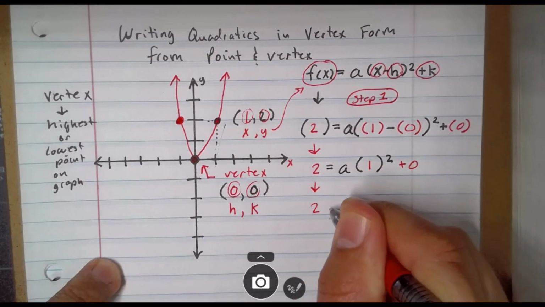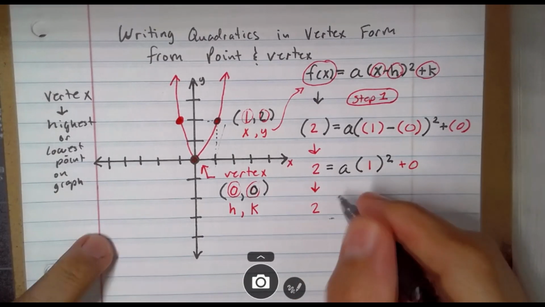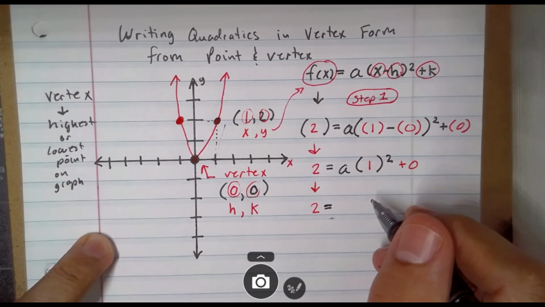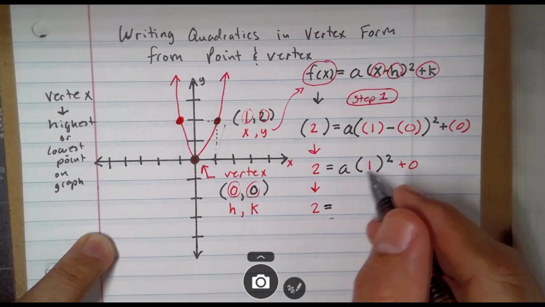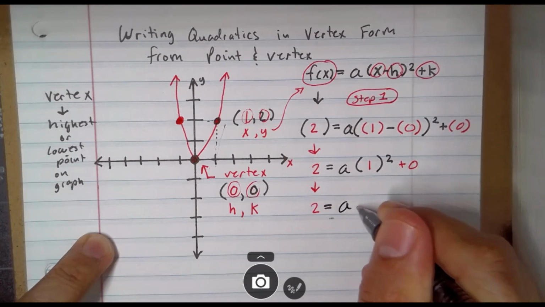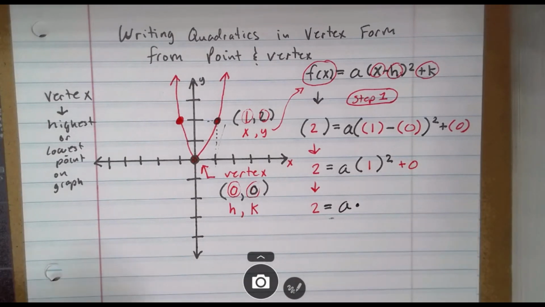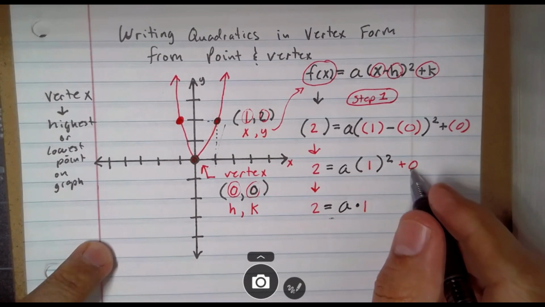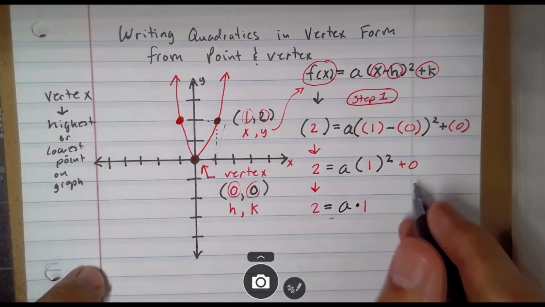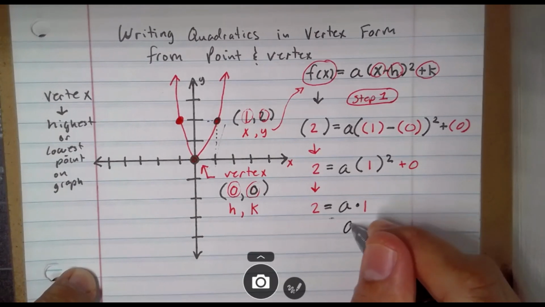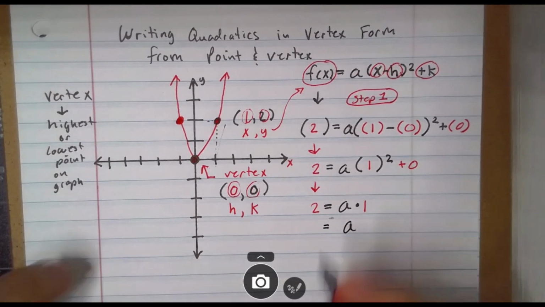So I got 2 is equal to, and 1 squared is just 1. So that's like basically saying 1 times a. I'll write it out just so you can see it. 1 squared, if I put that in a calculator, is just 1. And plus 0 doesn't change anything, so I'm just going to leave the plus 0 off. So what I end up with, if I multiply 1 and a, it's just going to give me a is equal to 2.